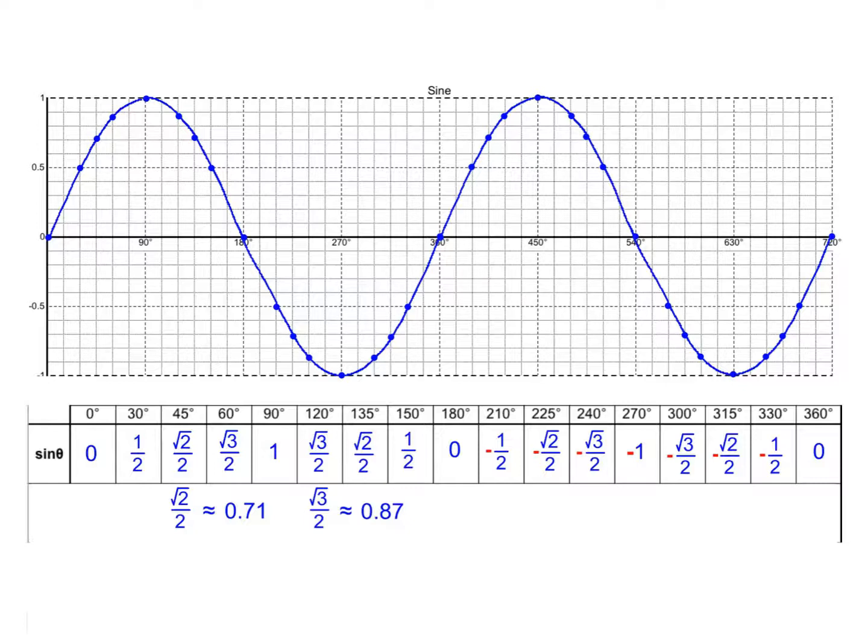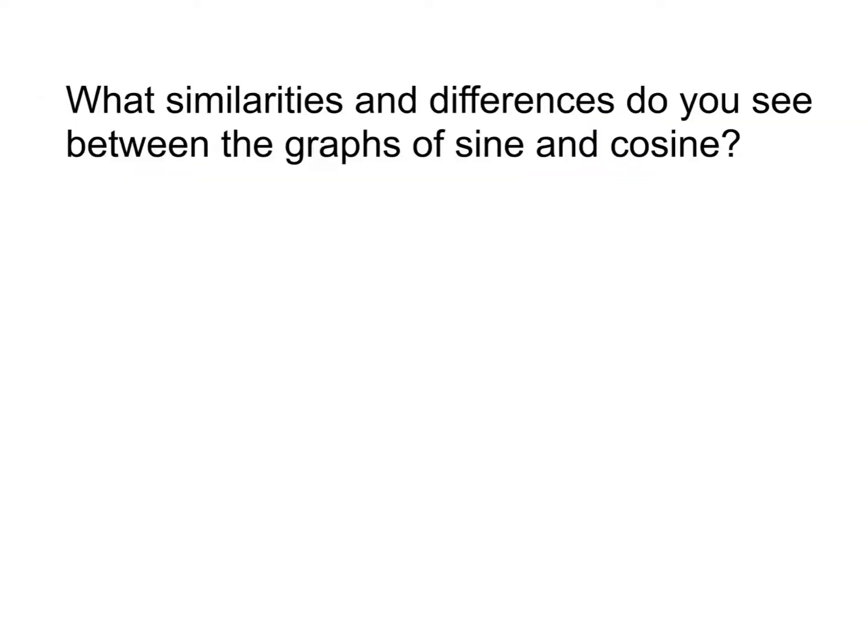All right, this is what you should be looking at now that you've finished putting in all of the rest of the points and the graph that goes through it. Make sure you have this down accurately. All right, so now that we've done that, the big question is, what are the similarities and differences between the graphs of sine and cosine?